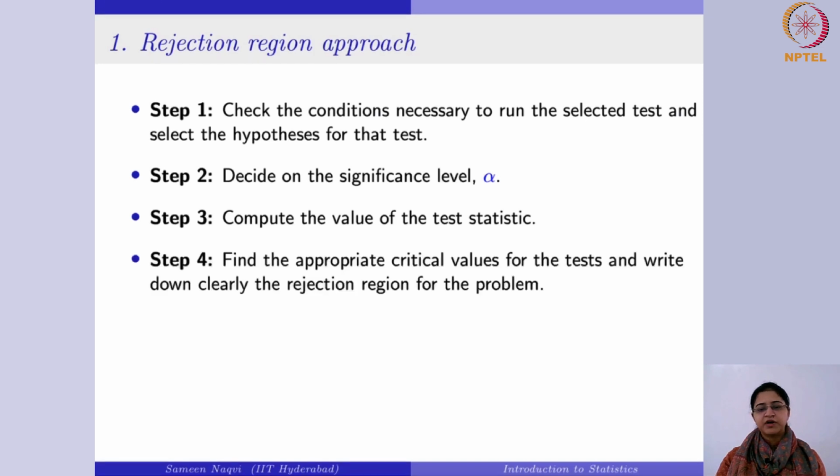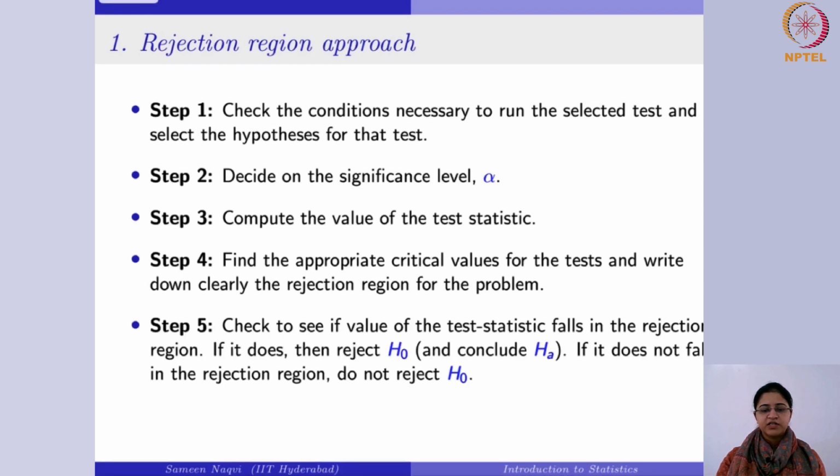Next, we are going to find the appropriate critical values for the test, and you will write down the critical region or the rejection region for the problem. Finally, you will see if the test statistic falls in the rejection region, you would reject the null hypothesis, and if it does not fall in the rejection region, you would fail to reject the null hypothesis. So these are the common steps that are adopted in the rejection region approach.